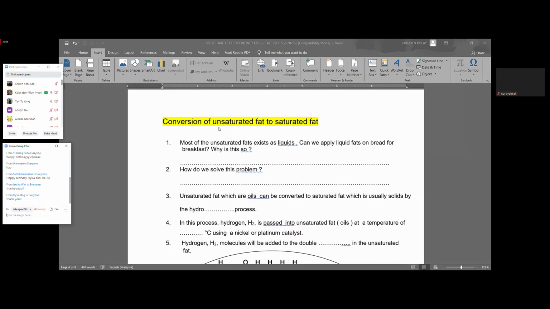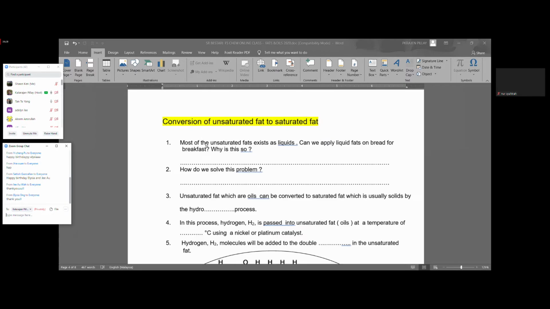So I'm converting this from unsaturated, which is oils. Put a note here, unsaturated fat is oil. Saturated fat is solid fat, because I want to make something like margarine so that it can be used for baking cakes and so on, or eating with bread and all that.